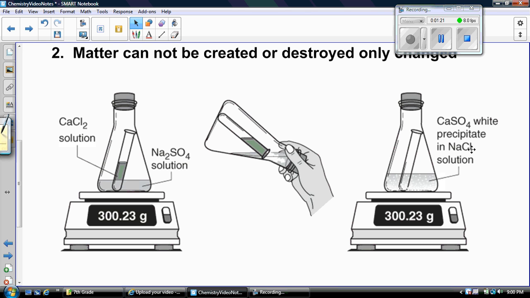So that is a chemical change. So a chemical change was applied here. However, look at the mass. The mass of the matter does not change even when a chemical change is applied to matter. Okay? Because even though we changed the matter, we didn't create or destroy it.